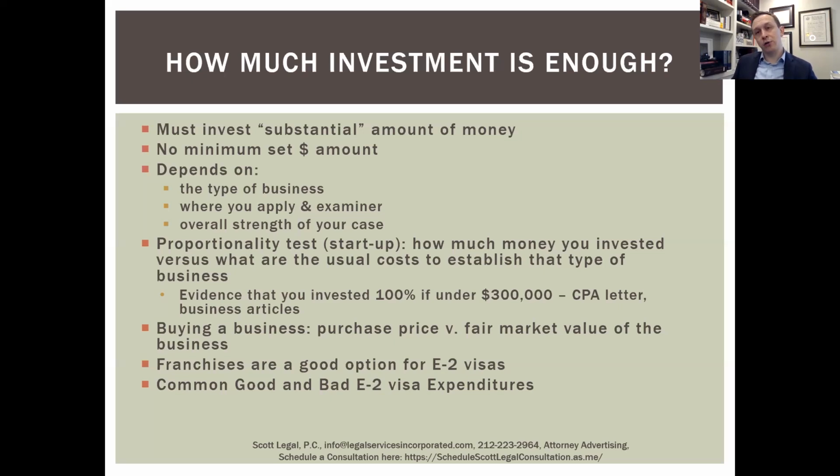Bad expenditures are those that the officer looks at and doesn't see clearly how they contribute to the business. So the cost of flights, the cost of hotels, meals, if you are coming to the US to look for a business opportunity, those would be weak E2 expenditures, and we would typically recommend that they not be included in the list.